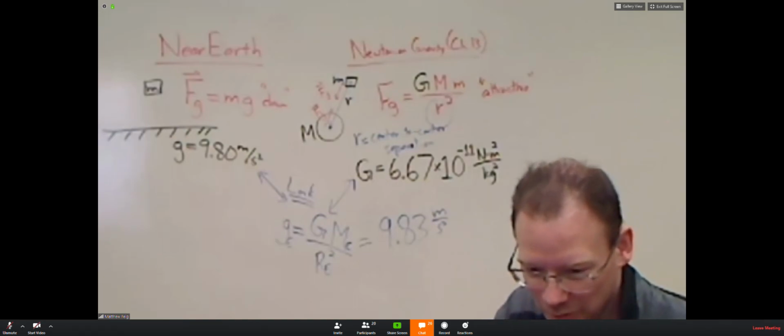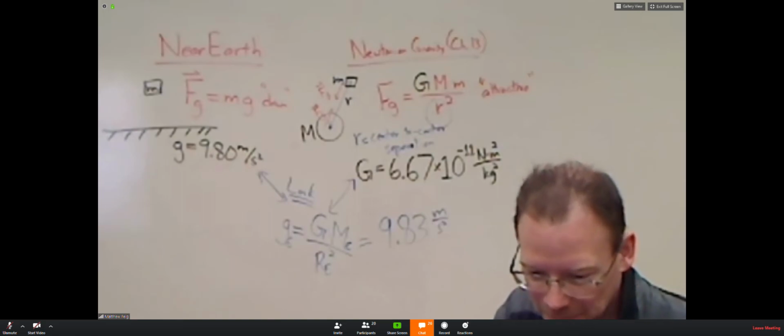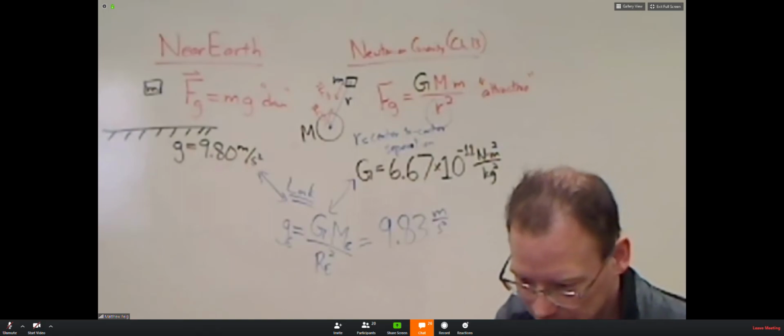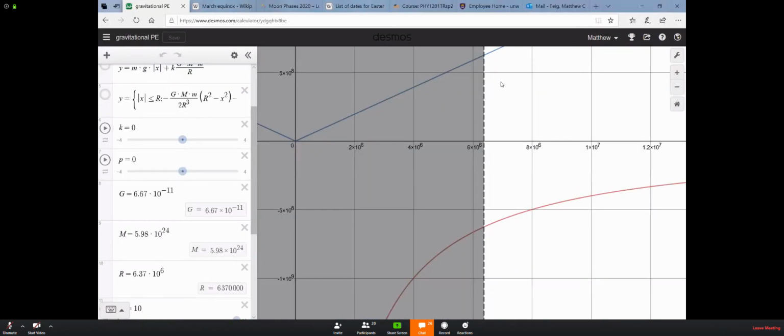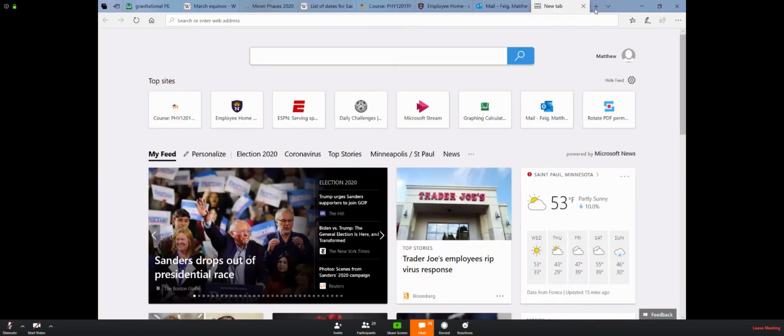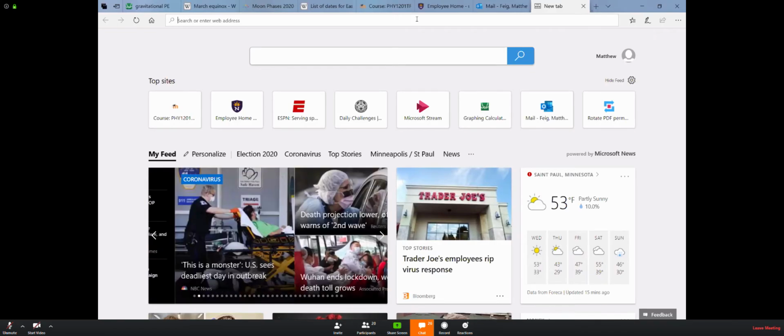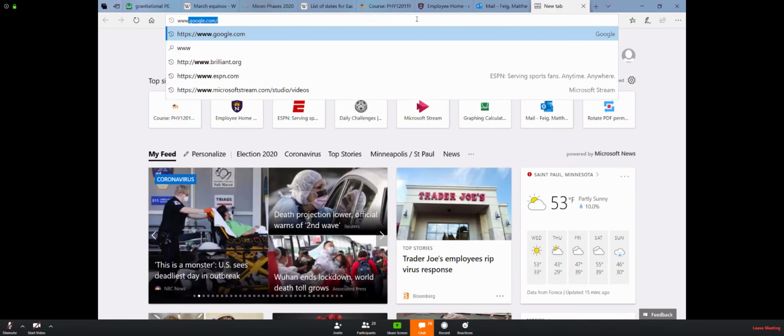I'm going to bring up some information about the space station. Where's the web? Oh, that's a good one, but that's not what I'm looking for. Sanders drops out of presidential race. New information to me.